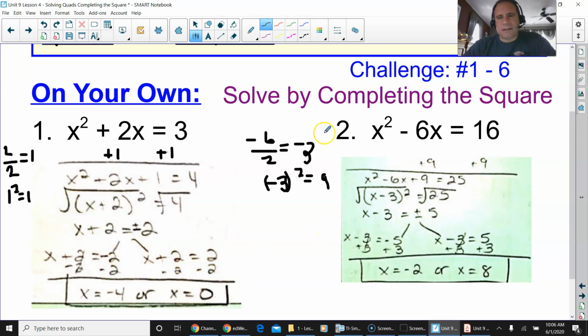On the other side, I took negative 6 divided by 2, you have negative 3. Negative 3 squared is 9, so I added 9 on both sides. x squared minus 6x plus 9 equals 25, another perfect square, which is really good. You have (x minus 3) squared because x minus 3 times x minus 3 equals the factored form of x squared minus 6x plus 9. So you square root both sides and you get x minus 3 equals plus or minus 5. You solve both equations and you get x equals negative 2 or x equals 8.